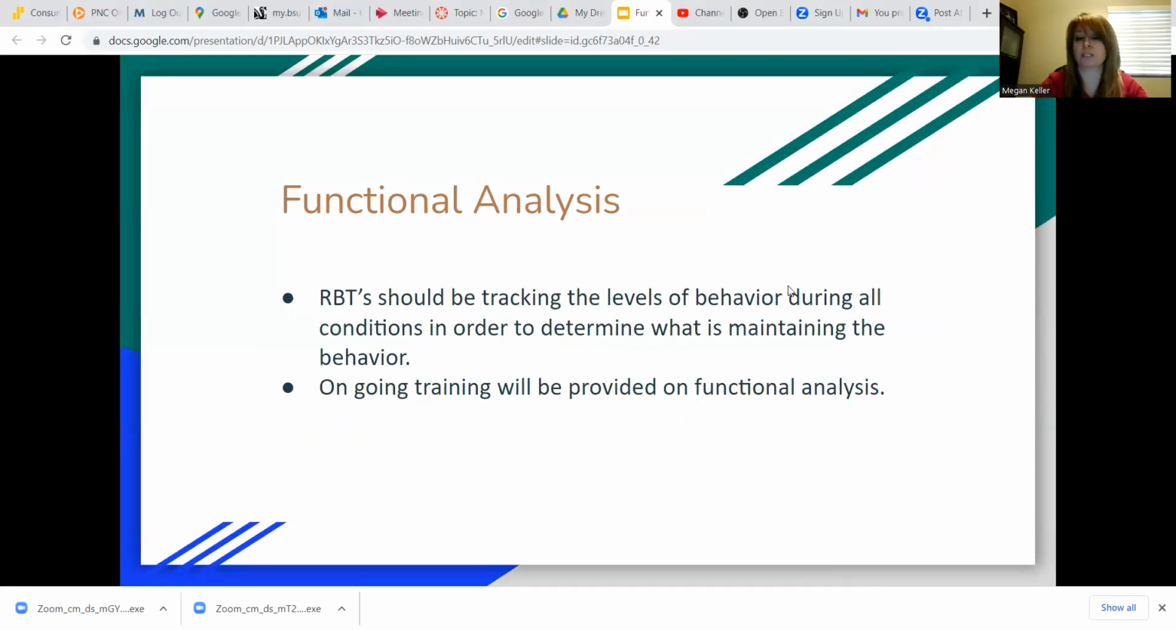This concludes today's training on functional analysis. During the FA, the RBT should be tracking the levels of behavior during all conditions in order to determine what is maintaining the behavior. Finally, ongoing training will be provided on functional analysis to ensure competence.